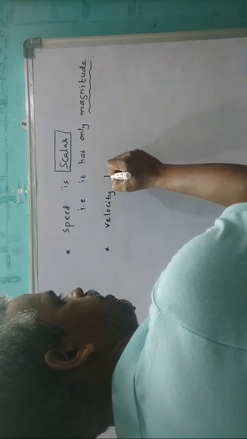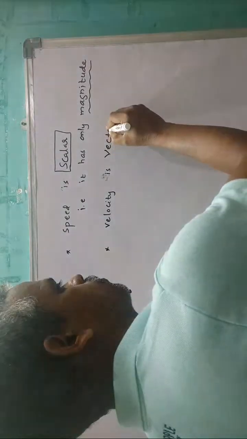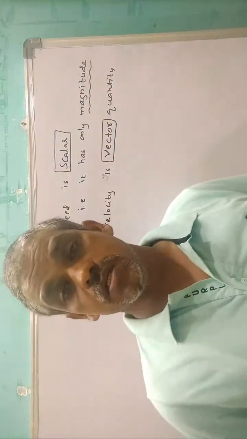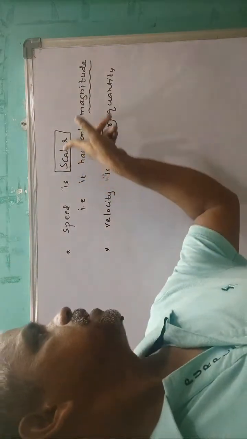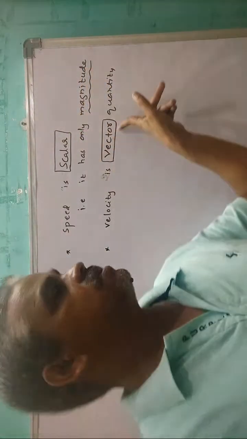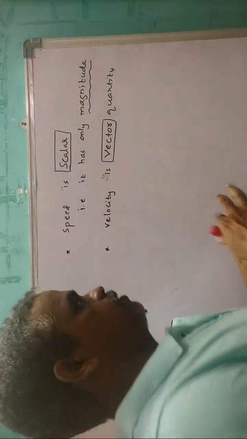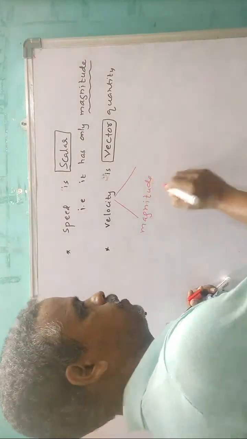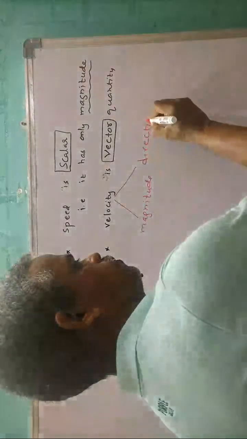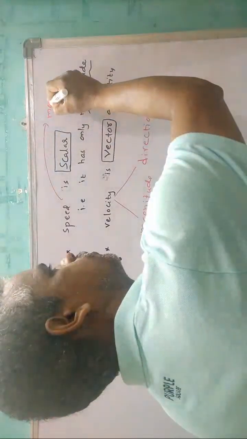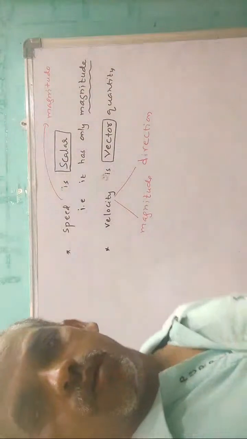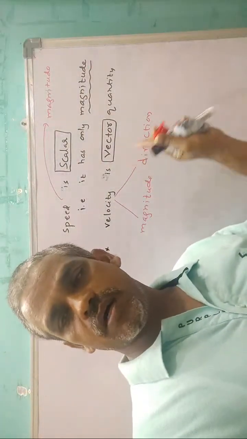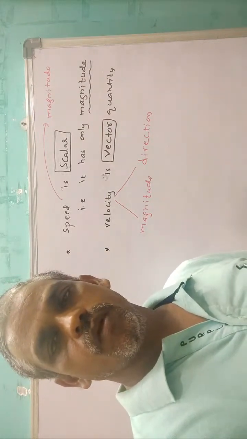Then velocity. Velocity is a vector quantity. Velocity is vector. Remember, speed is scalar, then velocity is vector. That means velocity has magnitude and direction. Here, the scalar speed has only magnitude. Speed has only magnitude, velocity has magnitude and direction. Magnitude and direction. Okay.